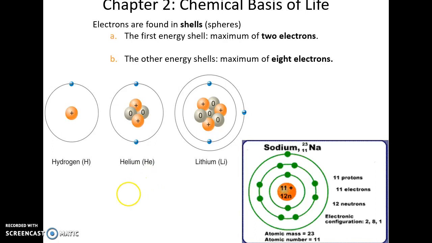All right, electrons are found in structures or areas called shells. These are sort of a sphere, and each shell can hold a maximum of so many electrons. The first energy shell can hold 2 electrons at most. The second and onward can hold 8 electrons at most. So sodium here has in its third electron shell 1 electron, but it could hold 7 more if somehow able to find them.